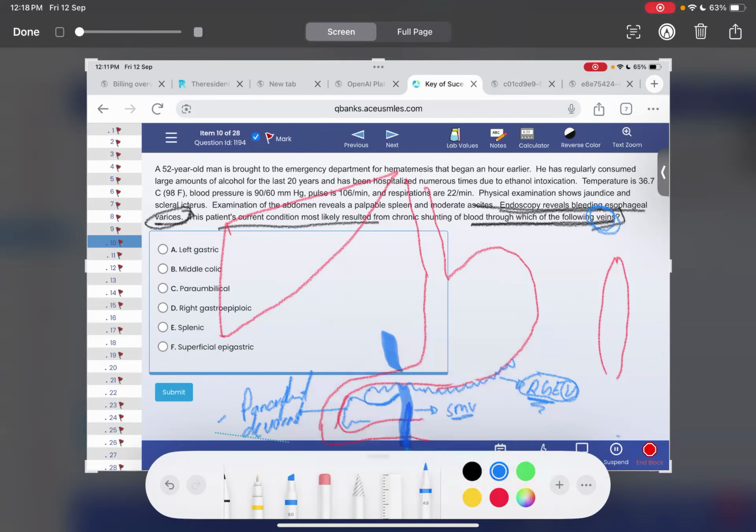Now, this is the splenic vein. This is your splenic vein. So this is your which vein?